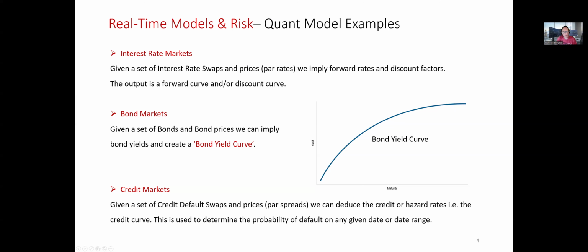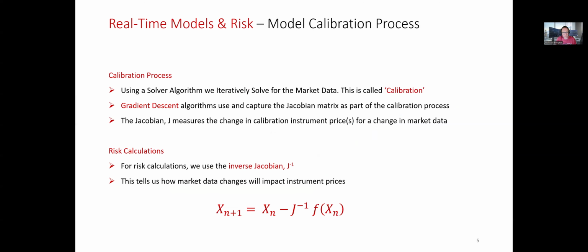So here we have three different types of models: an interest rate model where we're taking prices and working out what the interest rate forward rates and the interest rate discount factors are. Bond markets, we take bond prices and we work out bond yields. Credit markets, we take credit default swaps and their prices, and we work out the hazard rates or the instantaneous probability of default. So here are three examples.